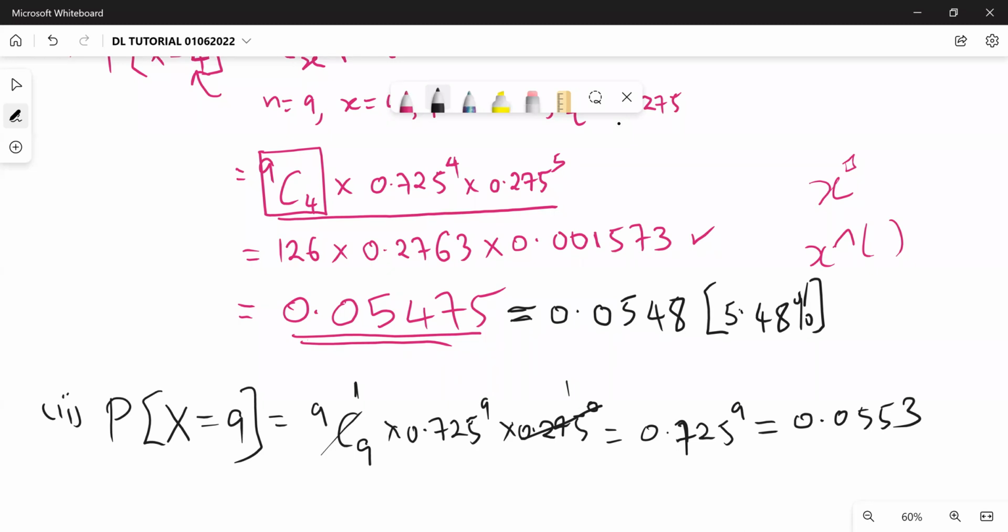So that's the probability that all the 9 flights will arrive on time. I guess that is clear.